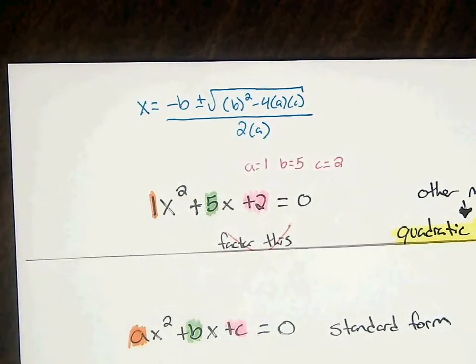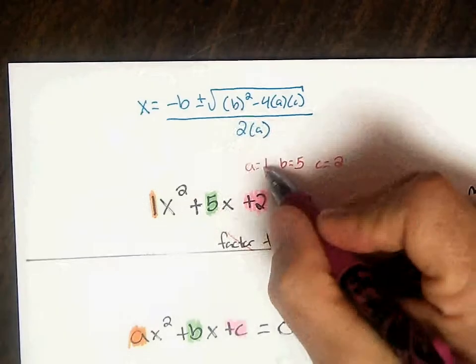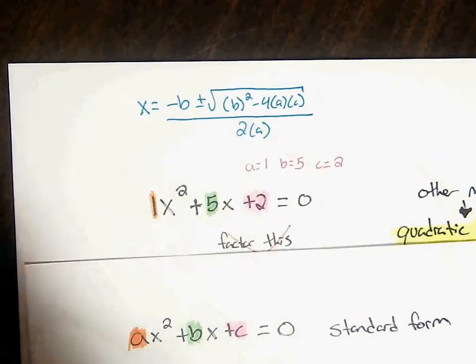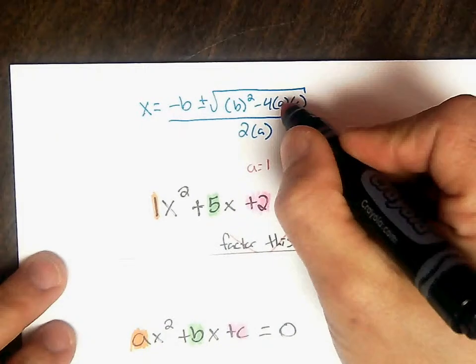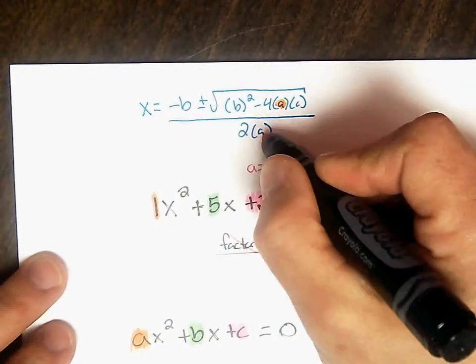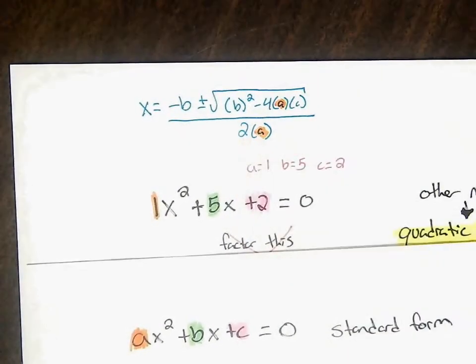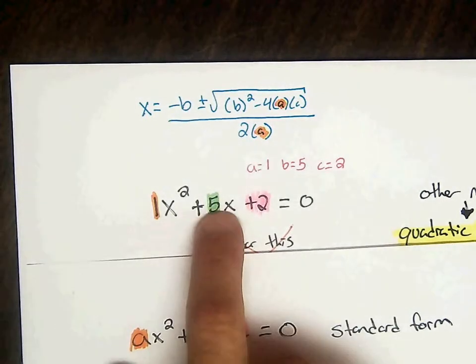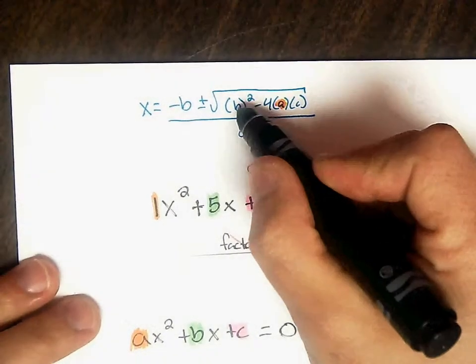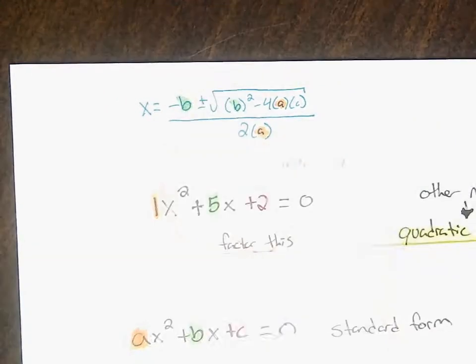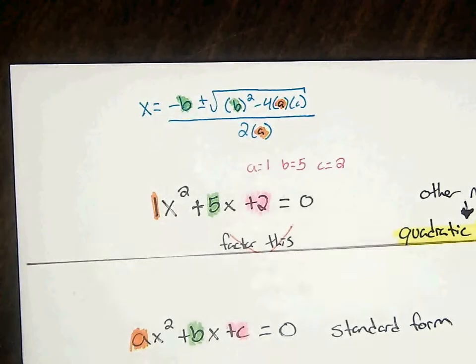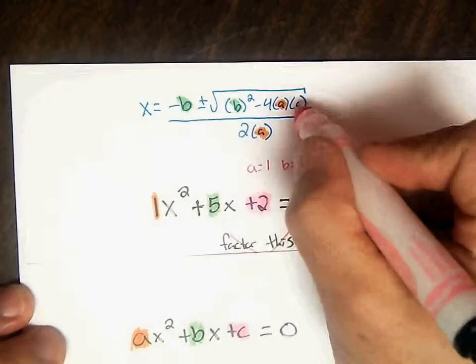Now that you have that information, all you really have to do is plug these in for a, b, and c. So this 1, this a, is going to be plugged in right here, and right here. This 5, well, that's b. That's going to be plugged in here and here. And then finally, your c, 2, is going to be plugged in right here.